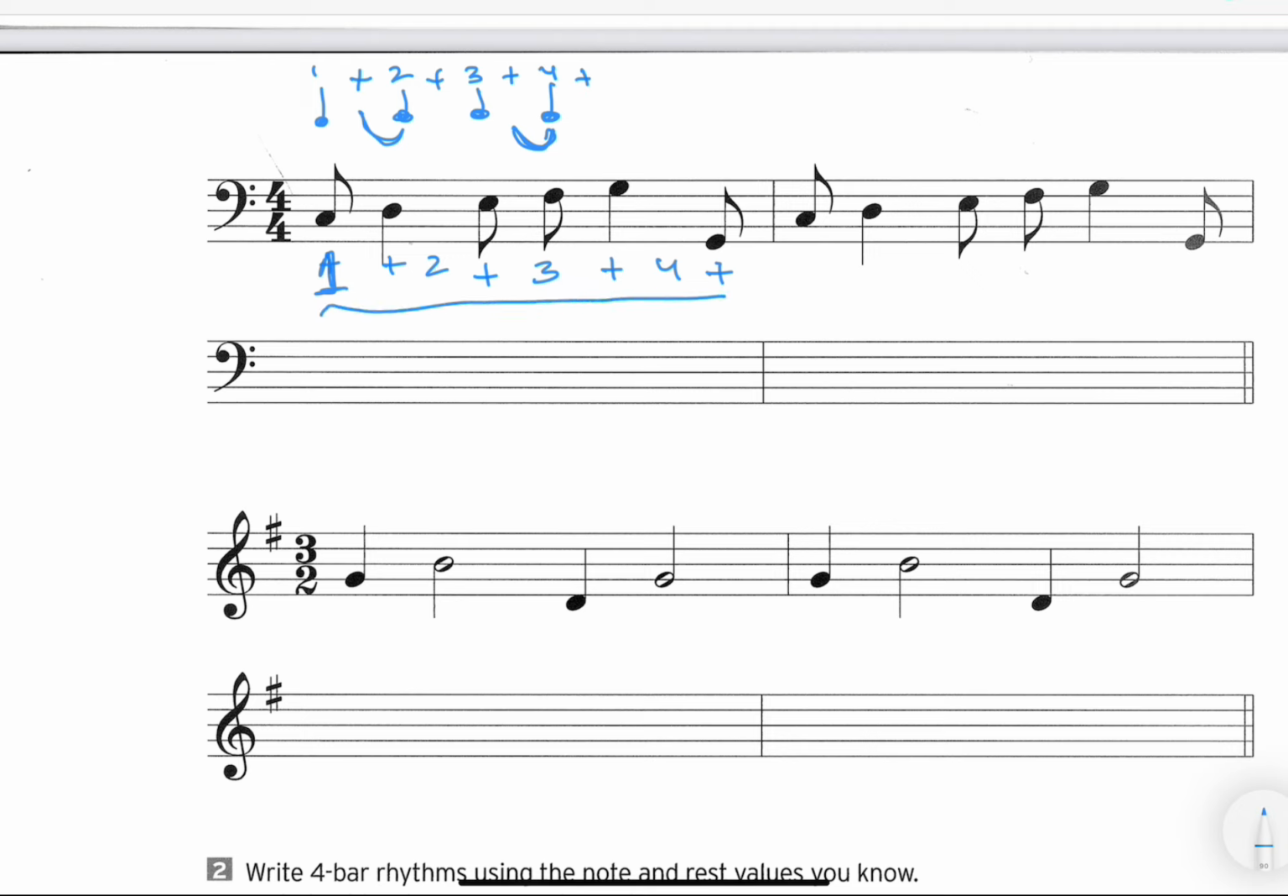Okay. So we have to repeat this. So let's repeat it here. So we write 4 4. Then we write the beat here.